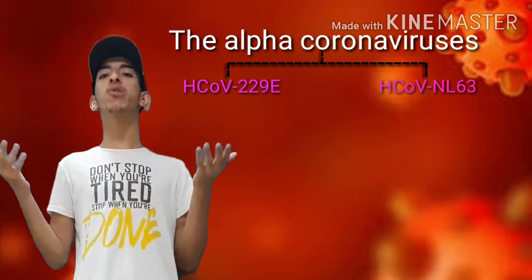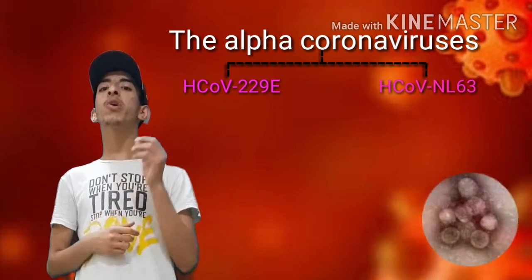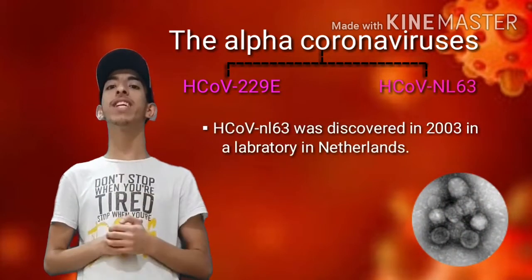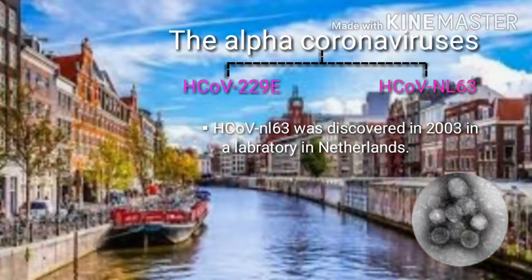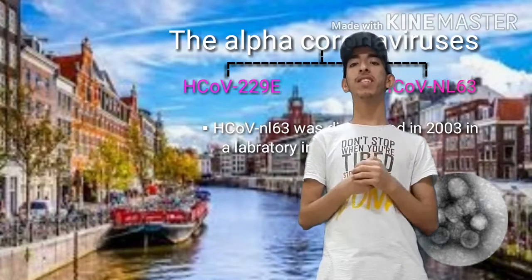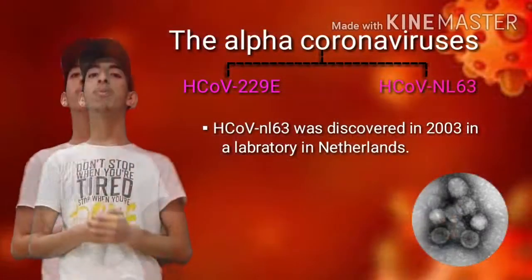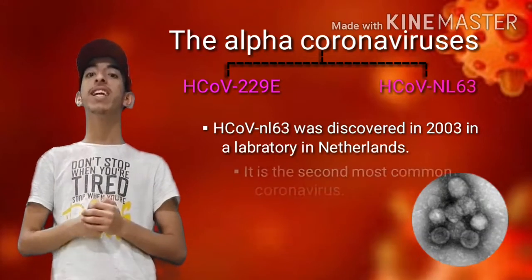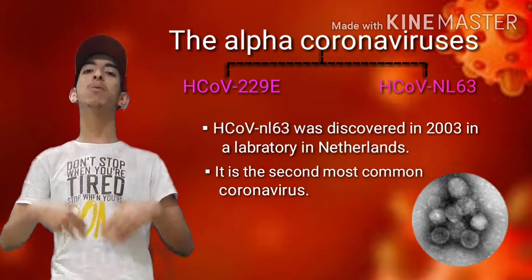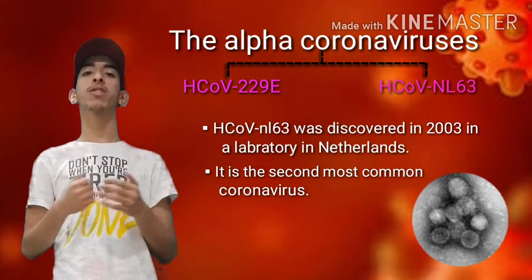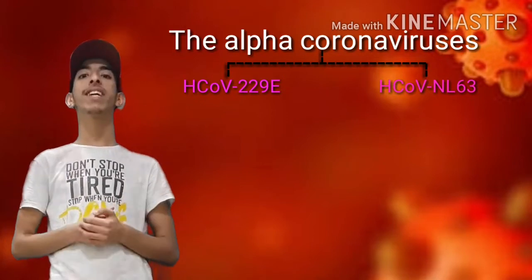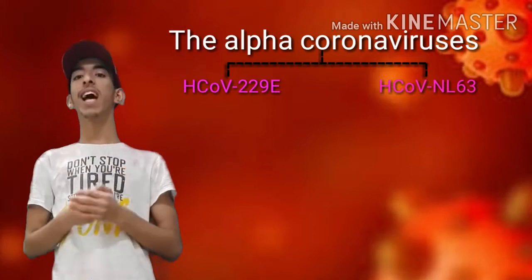The second alpha coronavirus is the human coronavirus NL63 that was discovered in 2003 in a laboratory in the Netherlands. You can also see in its name NL63 there is NL, meaning Netherlands. The human coronavirus NL63 is the second most common coronavirus, and the first one, we'll talk about it later in the beta coronavirus. The 2 alpha coronaviruses are still around today. Like I said, they are common and less severe.